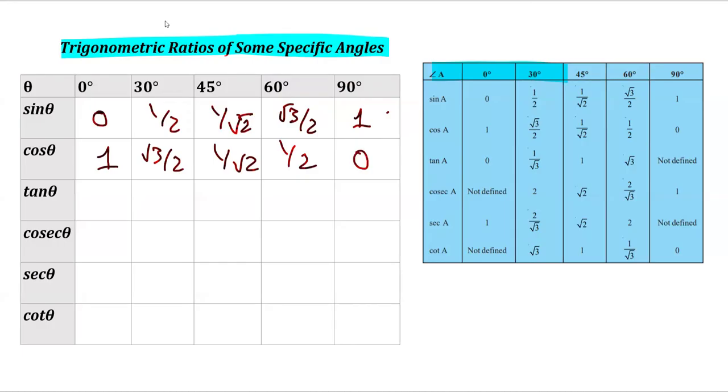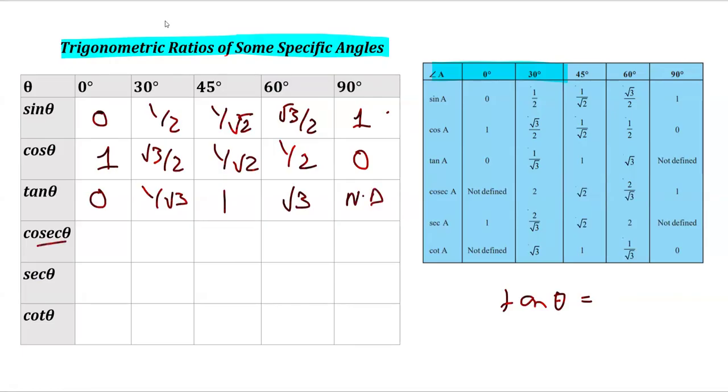Next, you should also remember, which you must be knowing, that tan theta is what? Sine by cos. That is sine theta by cos theta. That means this divided by this. So tan will be filled by dividing these two. So that is 0 upon 1 is 0. This divided by this is what? 1 by root 3. These two divided is 1. This divided by this is root 3. And any number divided by 0 is not defined.